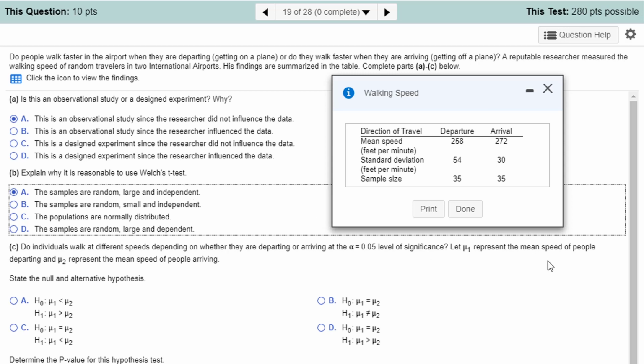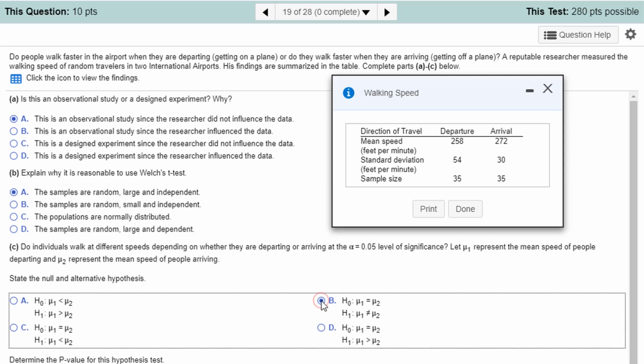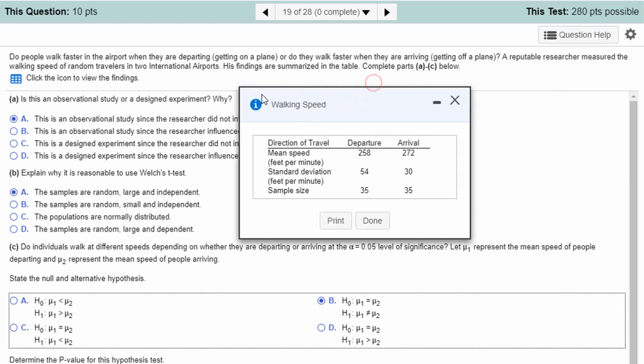Do individuals walk at different speeds depending on whether they're departing or arriving? Okay, so now we want to actually set up the hypothesis test. The null hypothesis would be that the means are equal, and we're asking, do individuals walk at different speeds? So the alternative would be that they're not equal. They're just different means. There's no bias on the alternative hypothesis of whether they're greater for departing or greater for arriving. But now we want to actually do the hypothesis test and get a p-value.